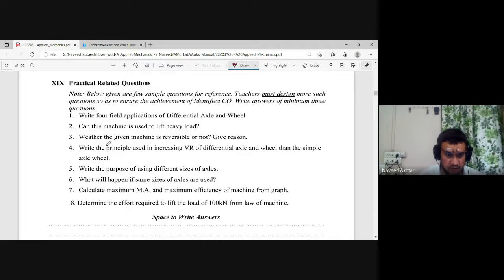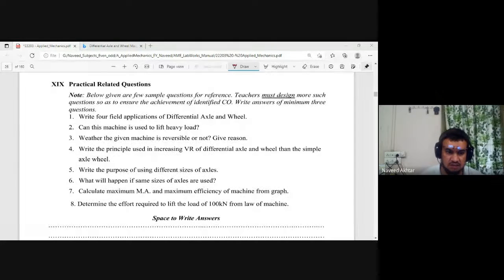And then whether the given machine is reversible or non-reversible, give the reason. The given machine is non-reversible because its efficiency is less than 30% or 50%.